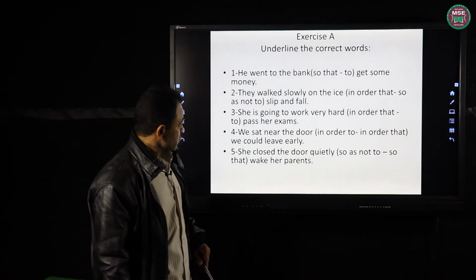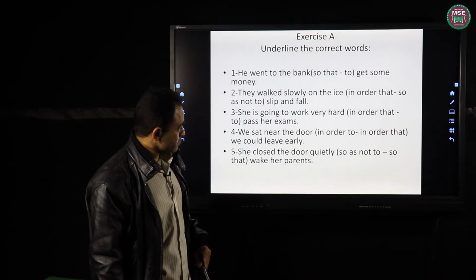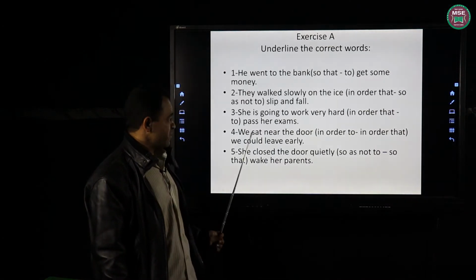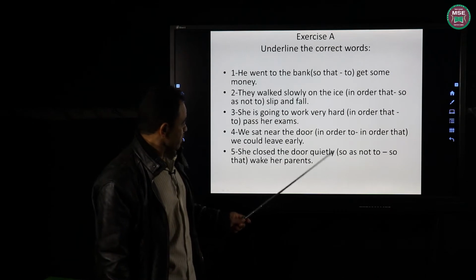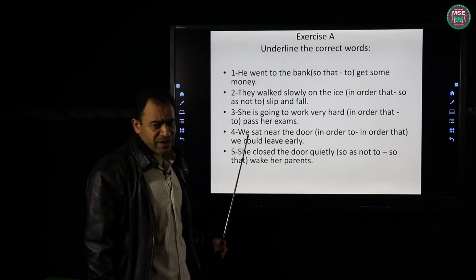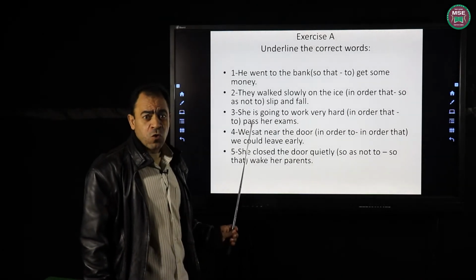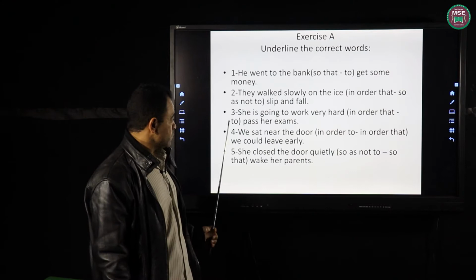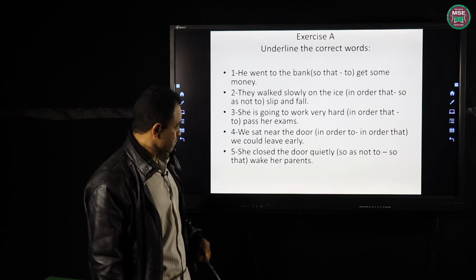Number three, she is going to work very hard, pass her exams. In order that or to? Of course, as we have the verb infinitive and we don't have a subject, we need to, or in order to, or so as to. What do we have here? To. So, to pass her exams.